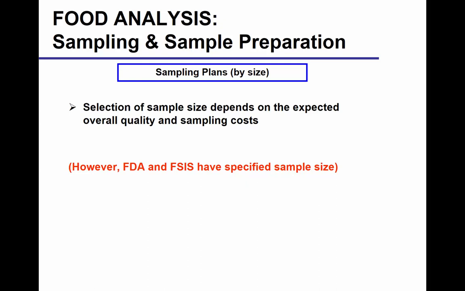So how many samples to select for analyses? If we're looking at compositional analysis, for example, FDA and FSIS have specified sample sizes. For example, FDA requires that you take 12 samples and then form a composite of these 12 samples. That means, let's say, 12 cans: open the 12 cans, mix the content of the 12 cans, and then take 6 subsamples.